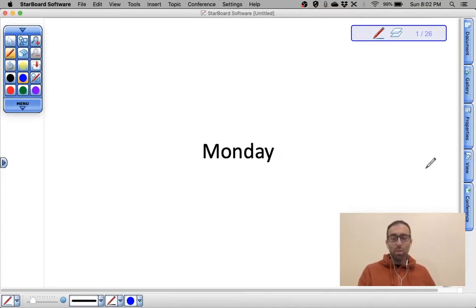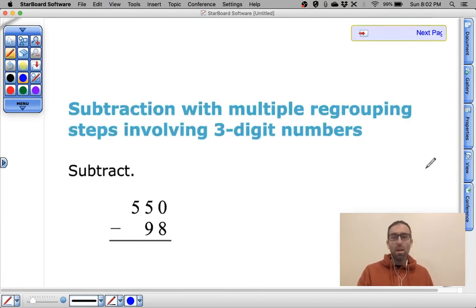Let's jump right into it. Next page we have, today we're working with two different topics. The first topic is going to be subtraction with multiple regrouping steps involving 3-digit numbers. The next topic is going to be 4-digit numbers. So let's just do 3 for now. This builds off of what we did last week.